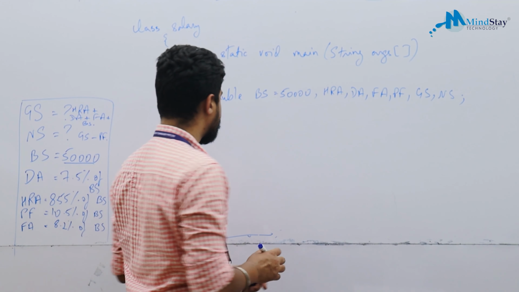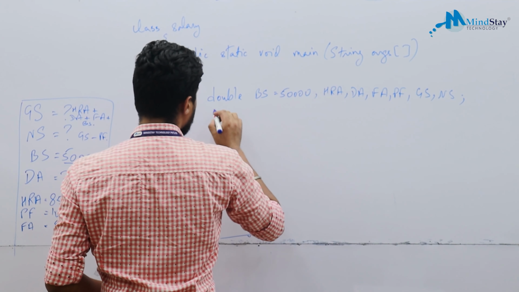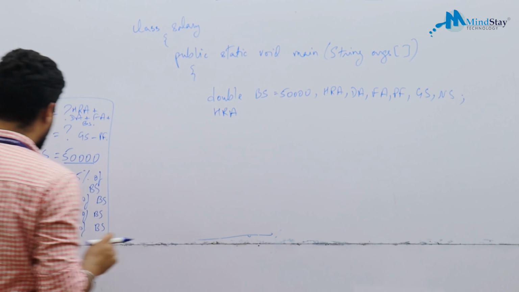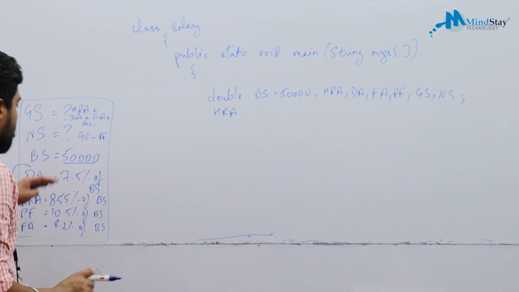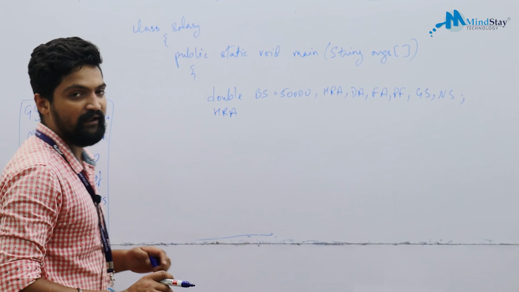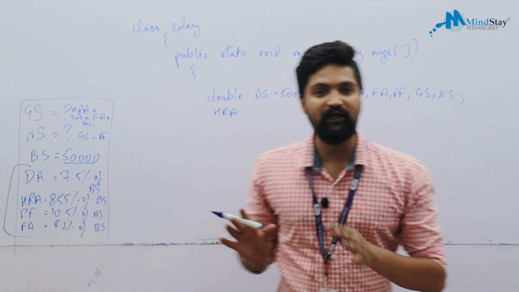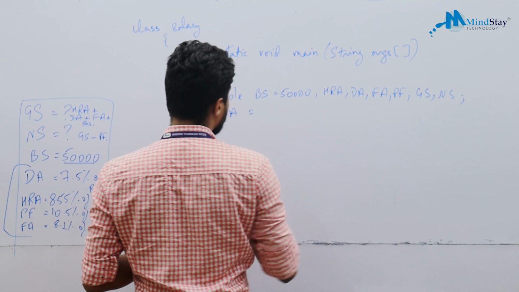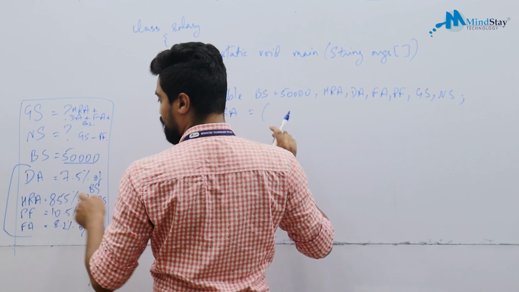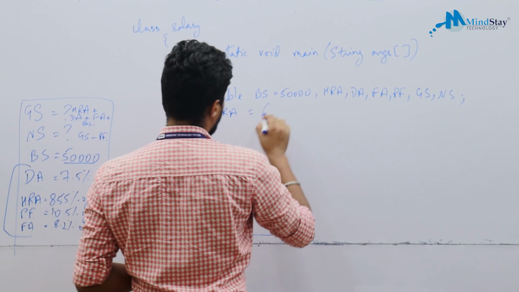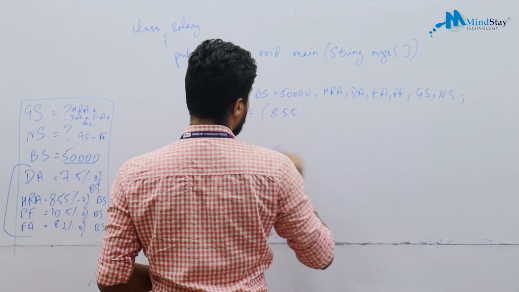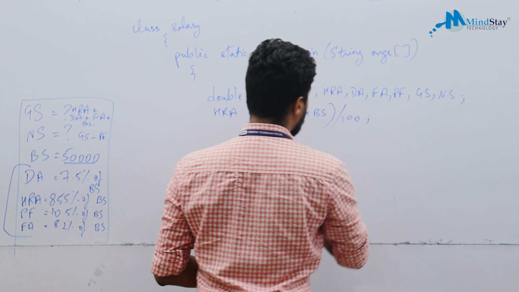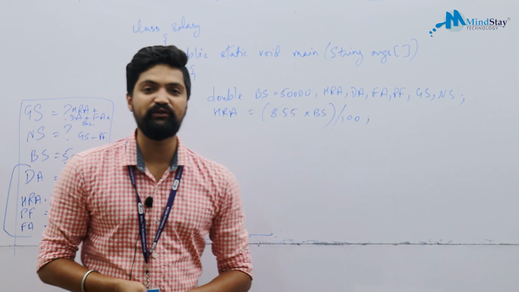Now I'll first start with HRA and the others, because I first need to find all of these, and only then will I be able to find the gross salary and the net salary. Correct? I have to think in that way: what has to be done first, and then you can move ahead. So HRA is 8.55%. So 8.55 multiplied by your basic salary, whole divided by 100, is what gives you the percentage. Correct?